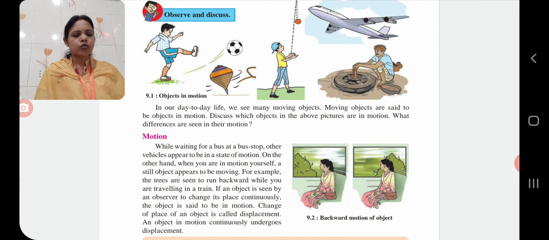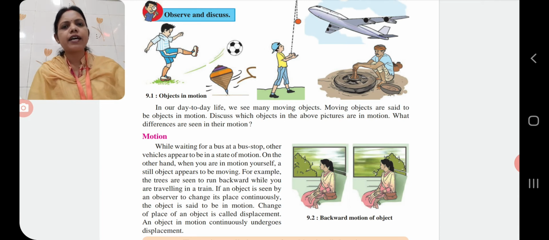Now, we are going to see that the movement of an object from one place to another at a given time is called the motion of the object. Example, fruits falling from the tree. So children, here we will see the types of motion. Let's study the first type of motion, that is linear motion. If the object is displaced in a straight line, then it is called the linear motion of the object.